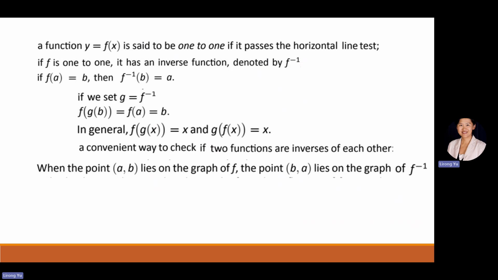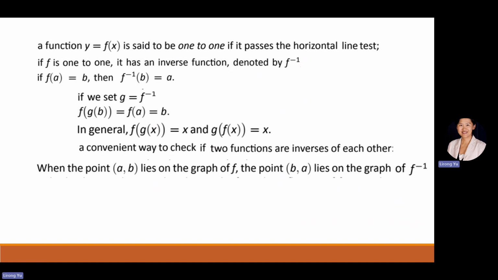We give the inverse a special notation. It's f to the power -1. That's the notation for f inverse. For example, when you see f of a equal b, then f inverse of b would be a. One of the understandings is that f and f inverse will cancel each other out if they're joined together right next to each other.